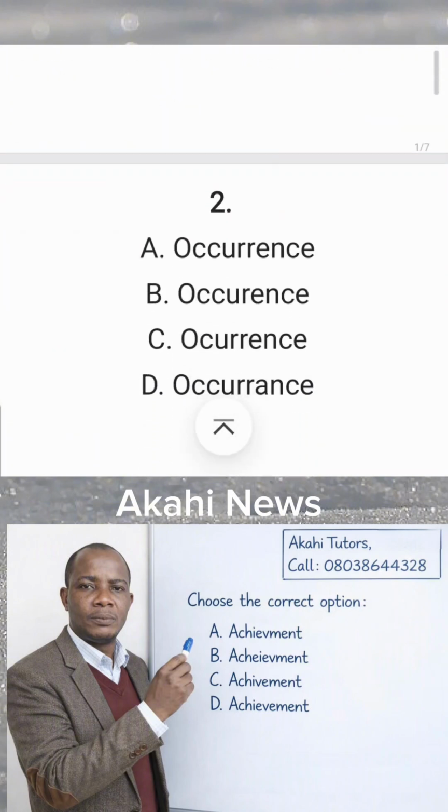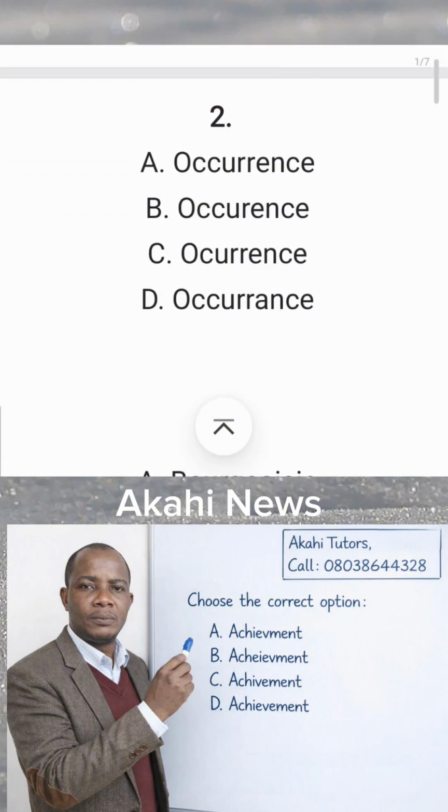Question 2. What is the correct spelling of the word occurrence? Take note, it has double C. That means this is wrong. Occurrence also has double R. So we hold this, and this.